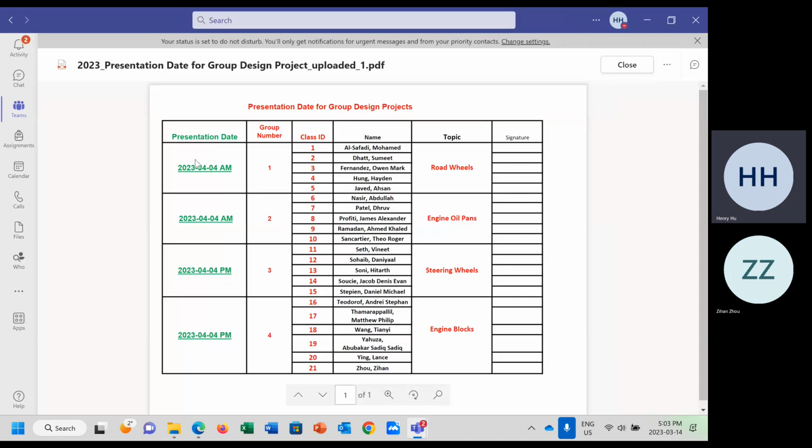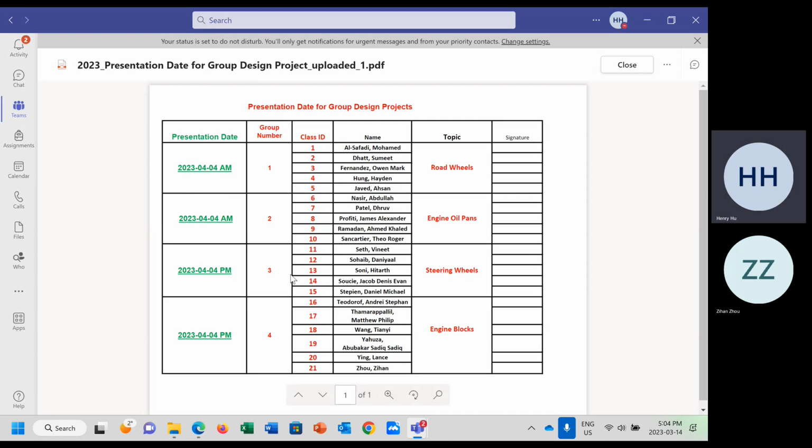On Tuesday the 4th, in the morning, we're going to have presentations for the two groups, group 1 and group 2. And then in the afternoon, we're going to have groups 3 and 4 do the presentations. The original plan was that group 1 and group 2 would do the presentation on the 30th, so I just pushed it to the 4th of April. Okay.